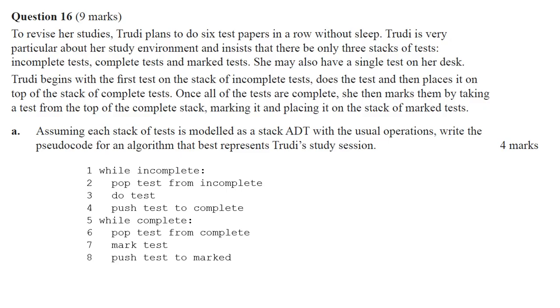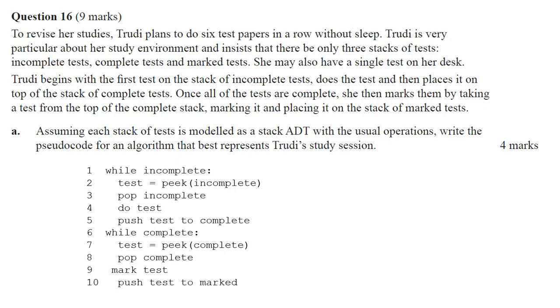Now that is wrong. When we pop the queue, it just removes it. It doesn't put it somewhere else. So what we had to do was this. We allocate test to peek the incomplete. And it's kind of confusing because we've got a real life situation, which it wouldn't make sense to pop a queue and then just throw the test away. But that's kind of what we're imagining. So we do the test and we push it to complete.